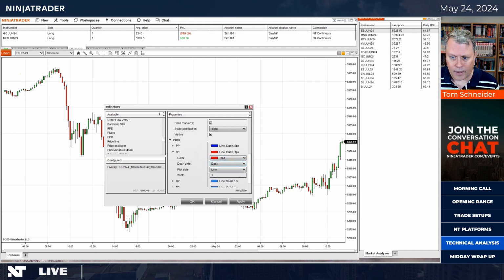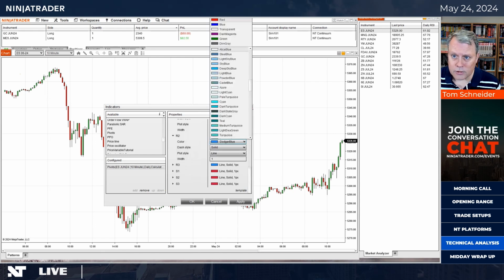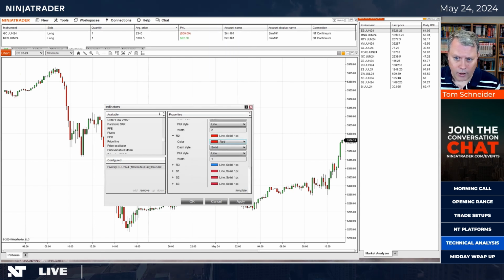So I'm going to do the same thing. I'm going to make it a dashed line with a 2 thickness, but it's going to be red. I don't really care to distinguish the R1 from the R2 from the R3. They can be the same color. I don't care.